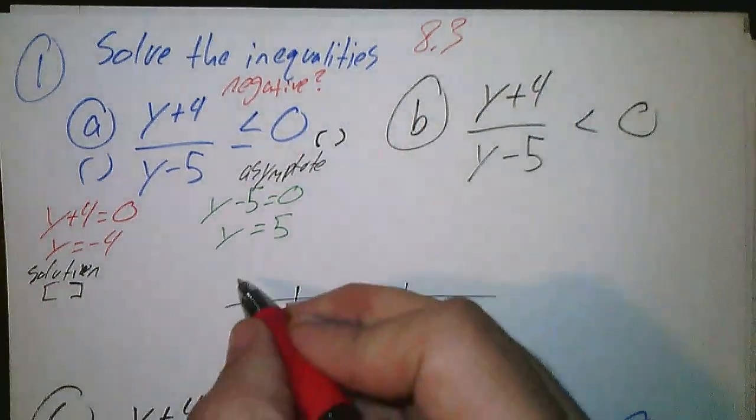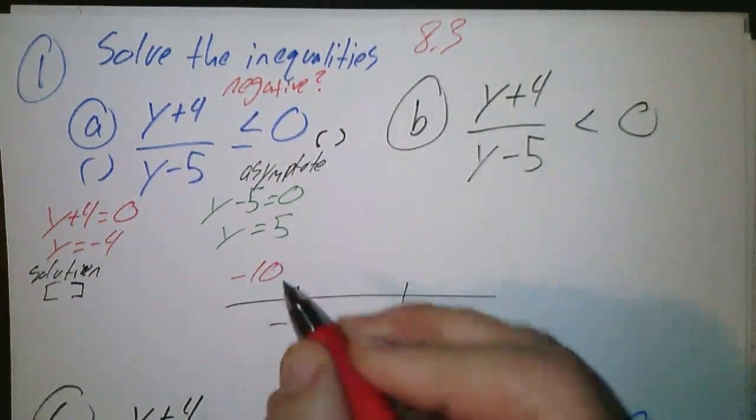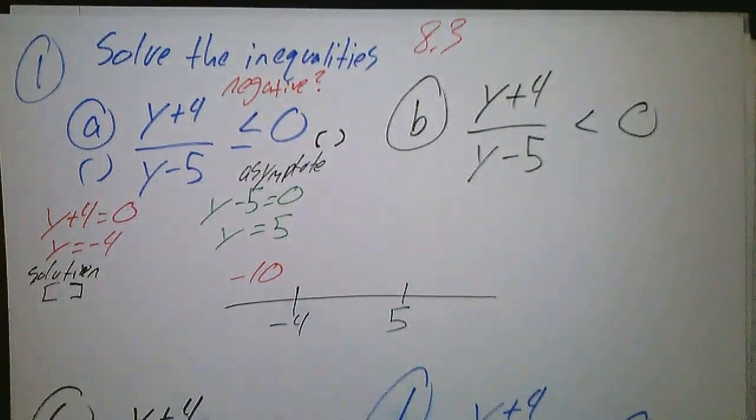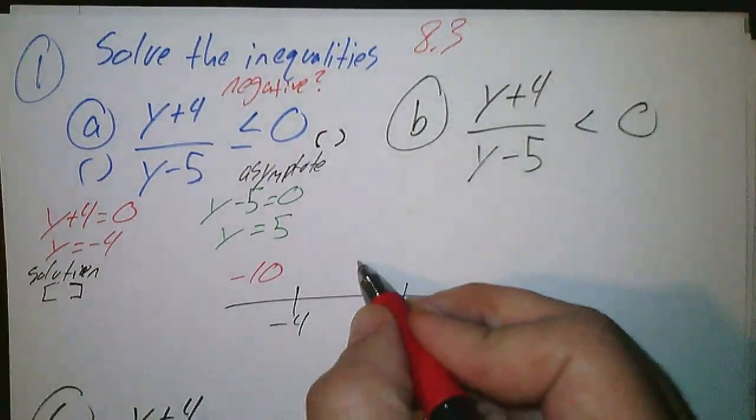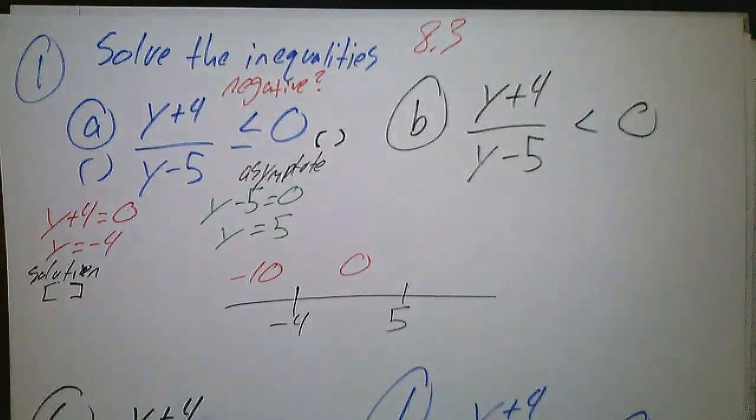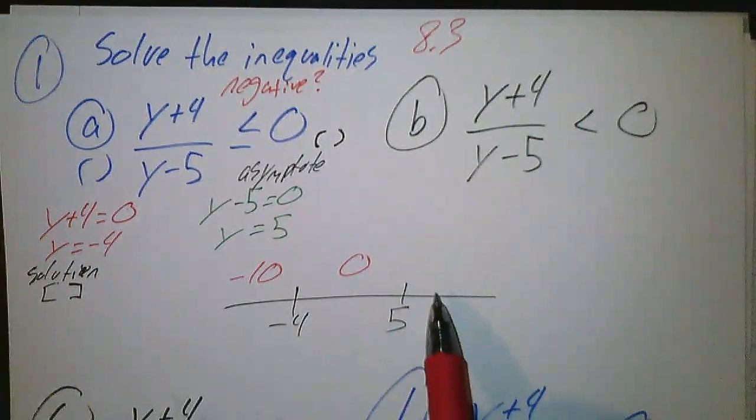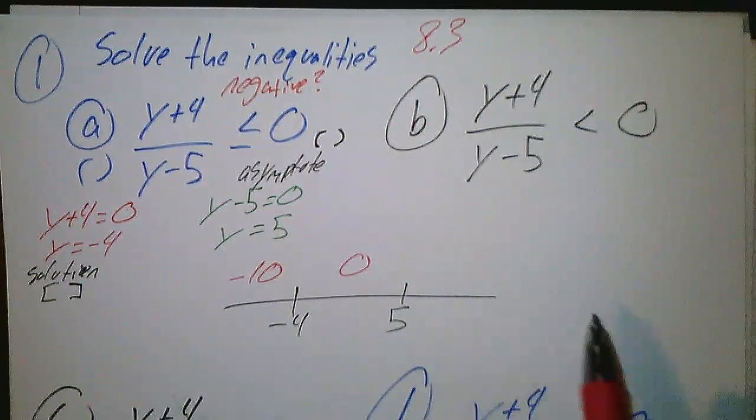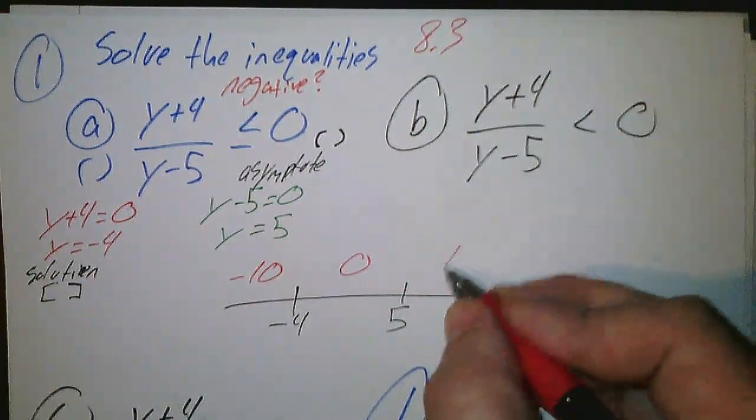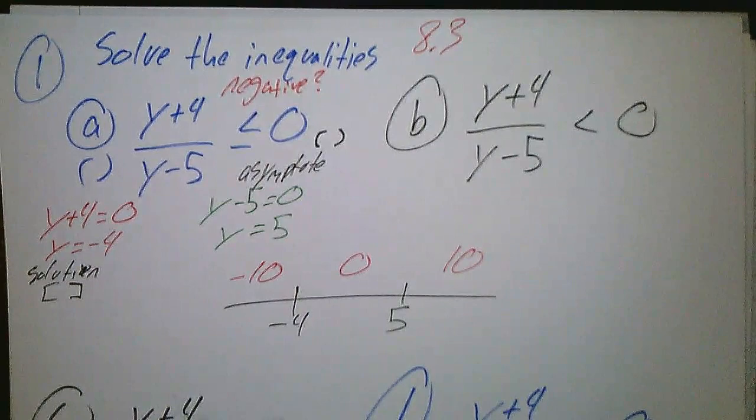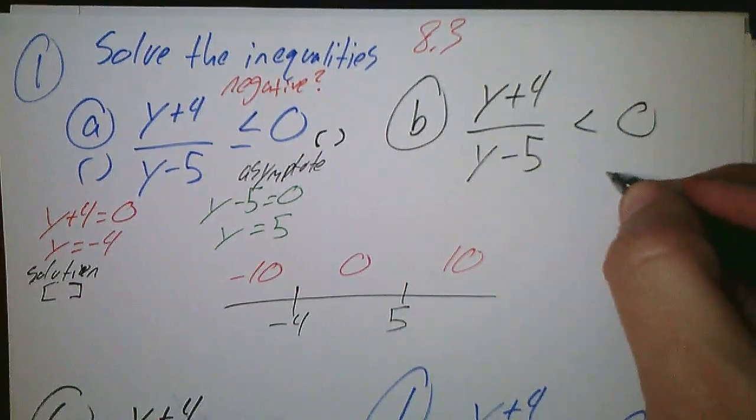So let's test anything to the left of -4, like -10. We can test 0, because that's between -4 and 5. Always use 0 if you can. And something to the right of 5, like +10. We can plug these in, and I guess I'll do that up here.